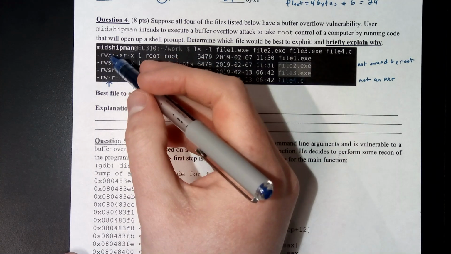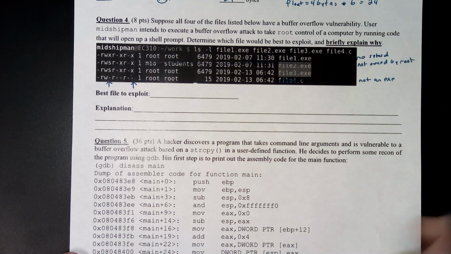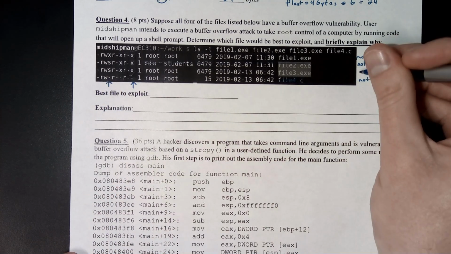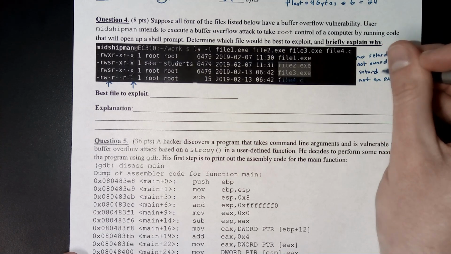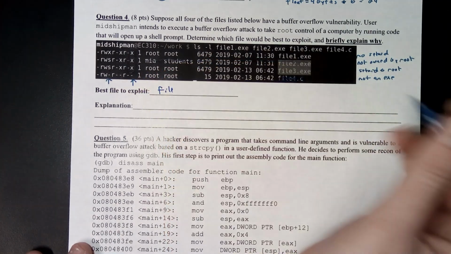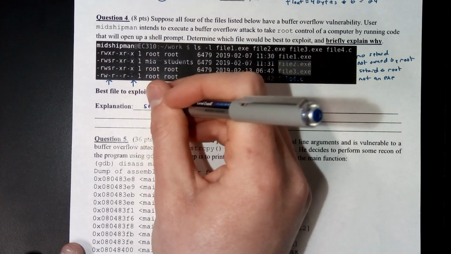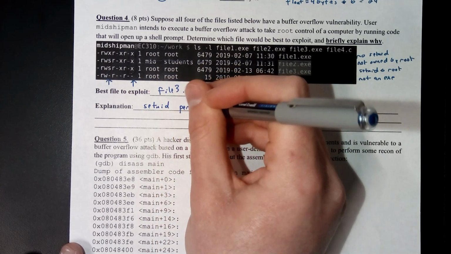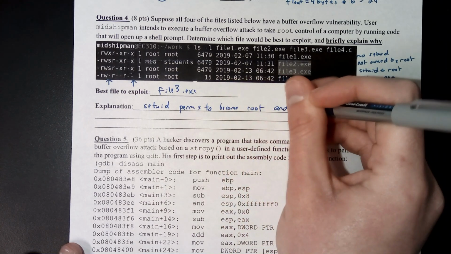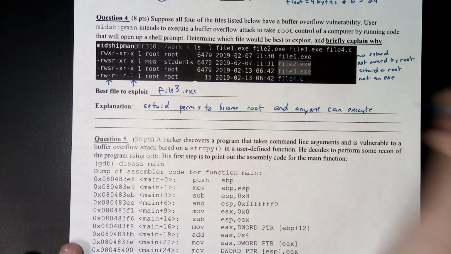And if we look at the first one here, file 1, no set UID, whereas file 3.exe does have set UID. So set UID and root, those are the things we're looking for. So file 3.exe should be our answer. And you'd say something about set UID perms to become root, and anyone can execute. So that's it.